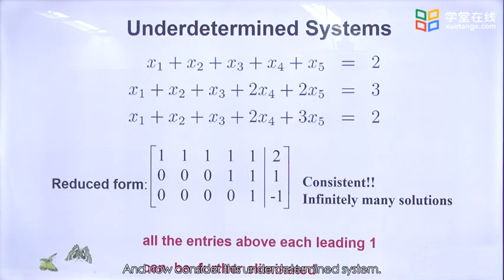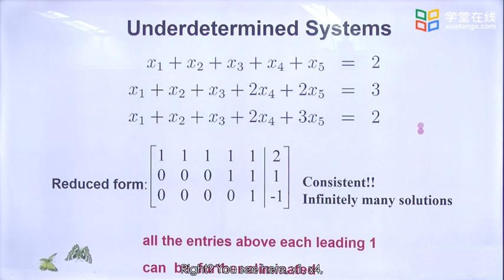And now consider this underdetermined system. This system is a 3 by 5 system. We have 3 equations and 5 unknowns, and you also check its reduced form, its row echelon form. So for this system, it is consistent. Right? And in fact, it has infinitely many solutions.